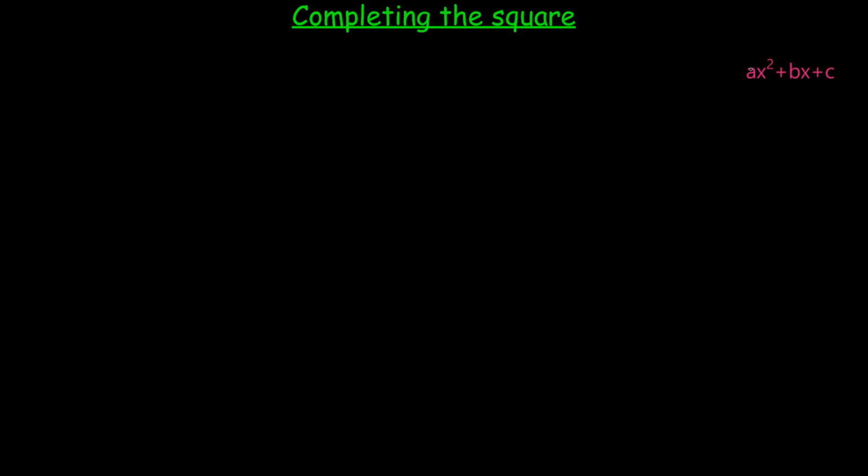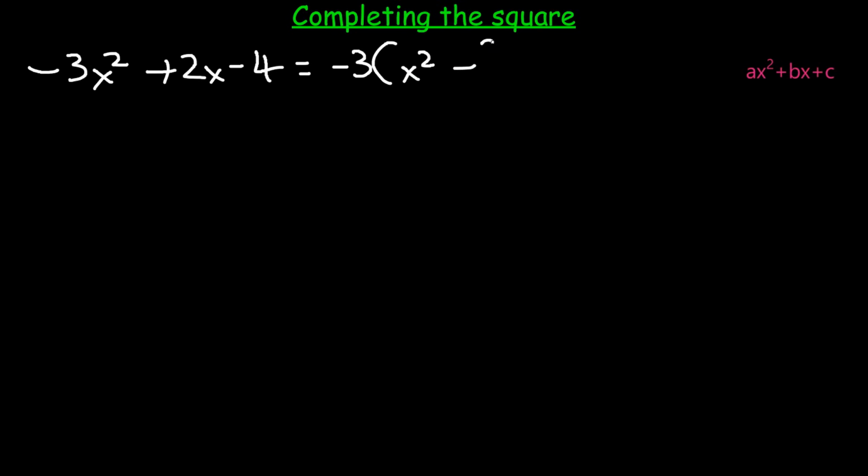Now let's consider the case where the coefficient of x squared is negative. Let's say we have negative 3x squared plus 2x minus 4. Now we need to take out this negative 3 from the x squared and the x term, so negative 3 x squared minus 2 over 3 x minus 4, because negative 2 over 3 multiplied by negative 3 is plus 2.